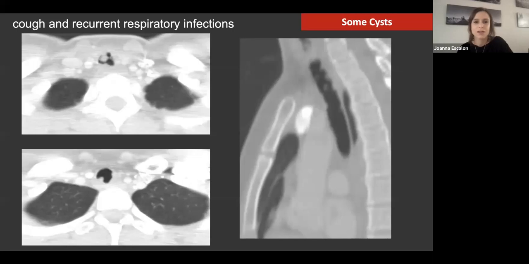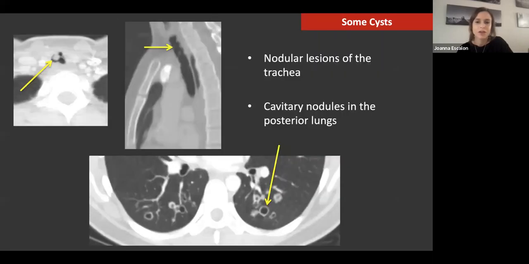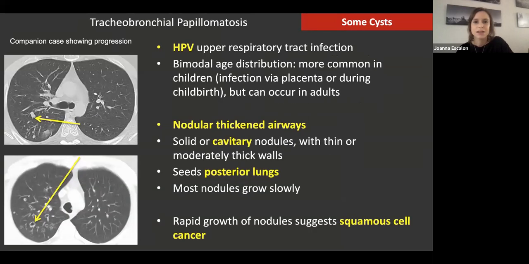Focusing your attention on the airways. All right, so we have nodular lesions of the trachea and cavitary nodules in the posterior lungs. What is this? This is tracheobronchial papillomatosis.